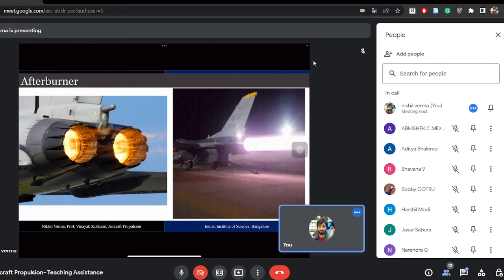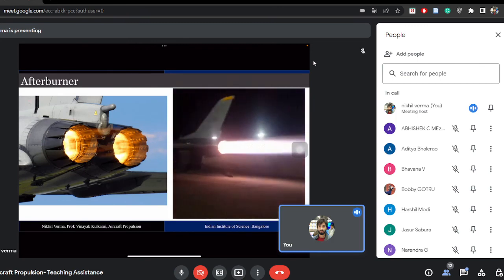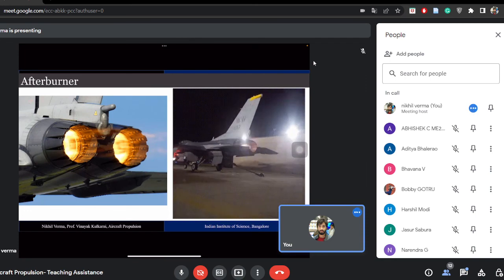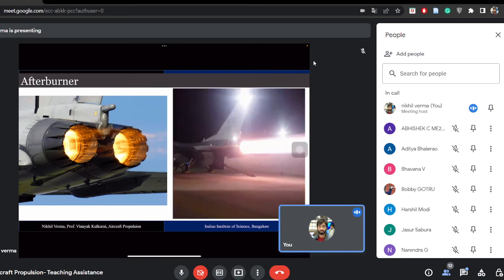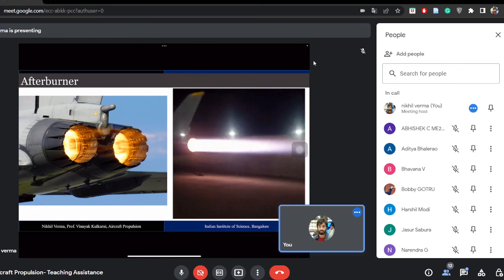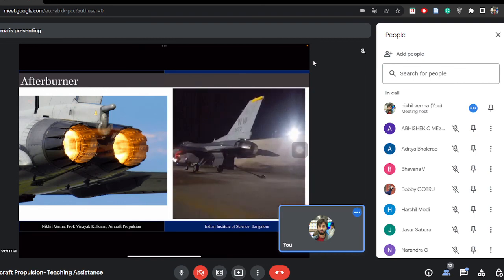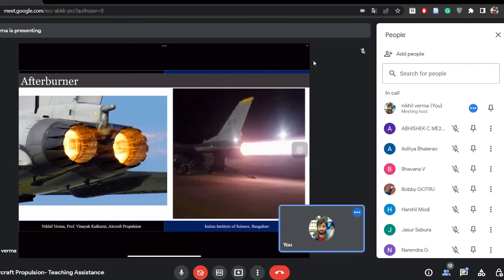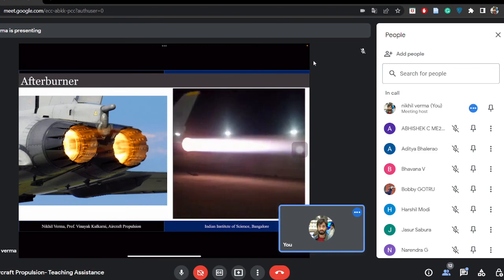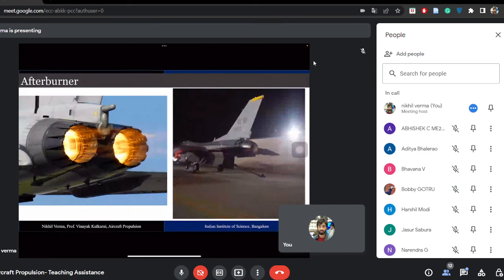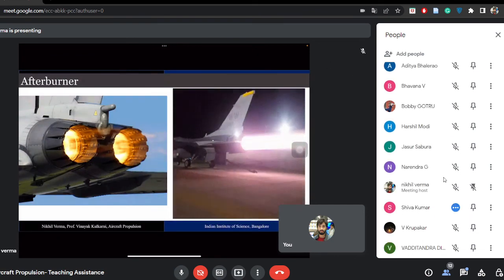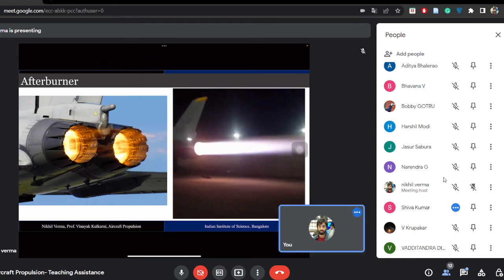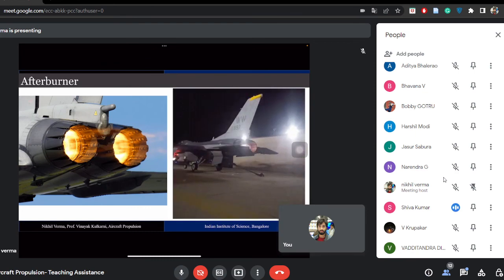So let us end this lecture with a thoughtful question. I think probably people have read about the afterburner. You might know about this. Anybody, what is an afterburner? Yes, we spray fuel on the uncombusted gases after the turbine. Okay, so what does it do? Then it will increase the thrust momentarily.